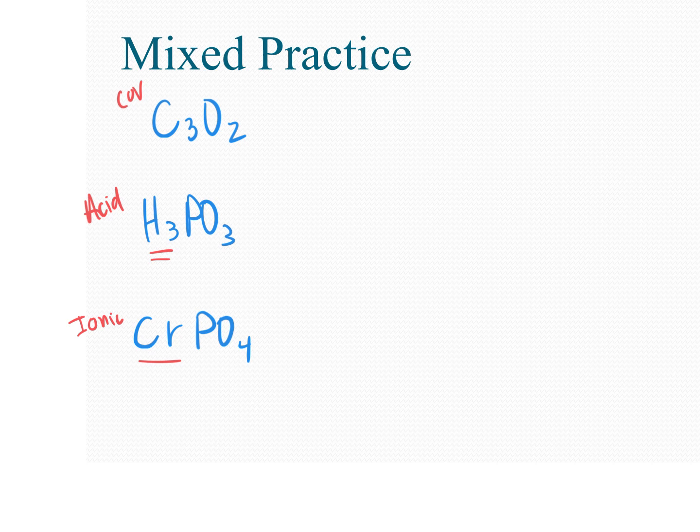With the covalent one, C3O2, do I have to do any crisscross? Do I have to do anything to adjust it? I'm just going to name it as I see it. Okay, so let's go with the first part of it. There are 3 carbons here, so what would we call that? Tricarbon, right? It keeps its regular ending. And the second part of it is O2, which would be dioxide. So tricarbon dioxide. Good. Did anybody get that? Good?